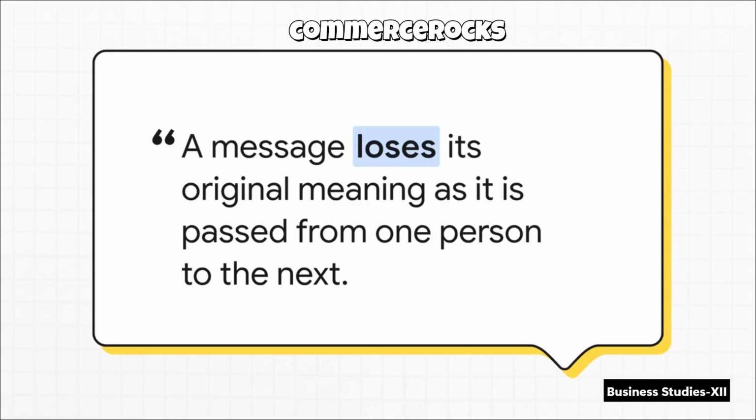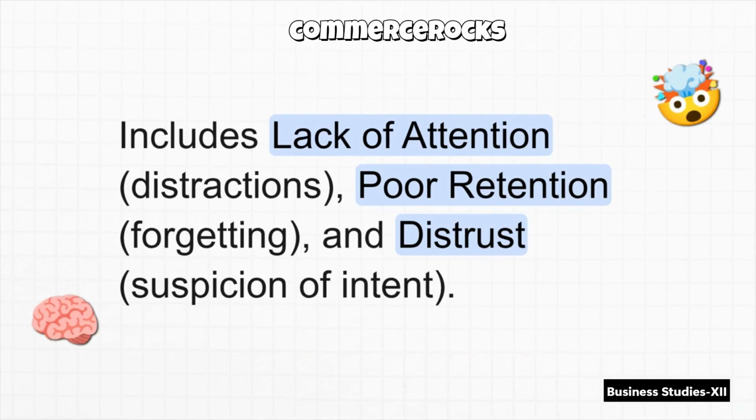As a message gets passed from one person to the next, little pieces get left out, details get twisted, and by the end, the message looks nothing like it did at the start. And this mental filtering happens in other ways too. Simple lack of attention. Maybe you're distracted by your phone or you're just daydreaming. Then there's poor retention, where we honestly just forget key parts. But maybe the worst one is distrust. If you don't trust the person speaking, you're going to second-guess everything they say, looking for some kind of hidden meaning.